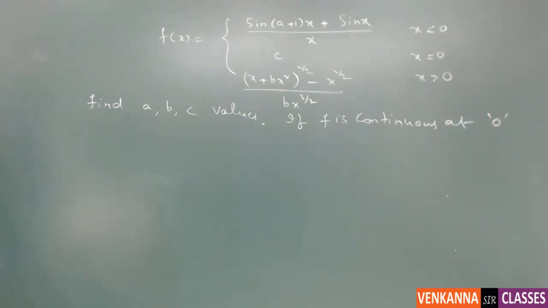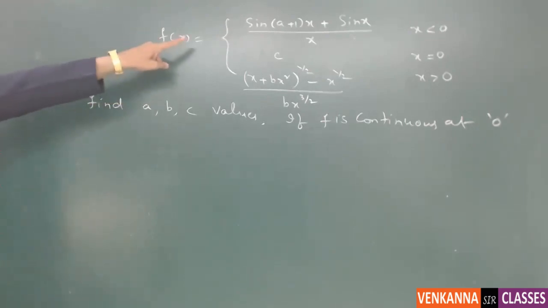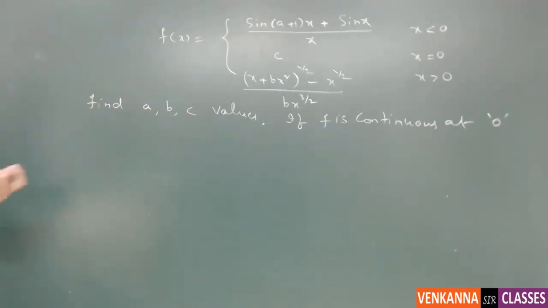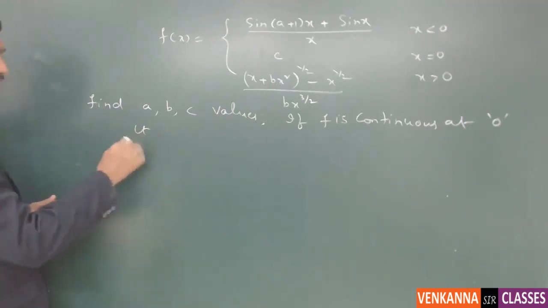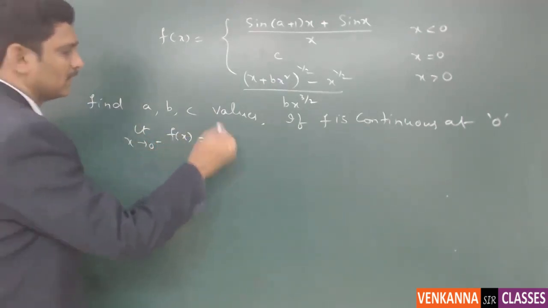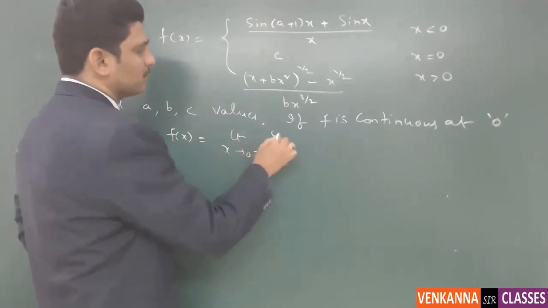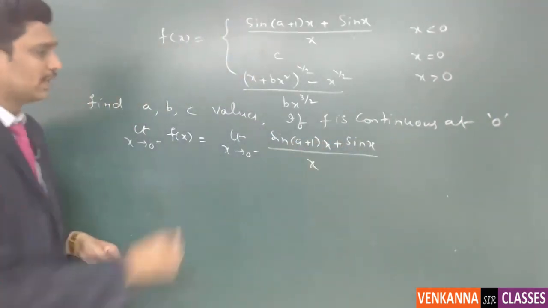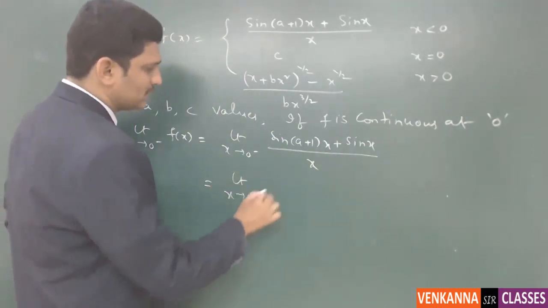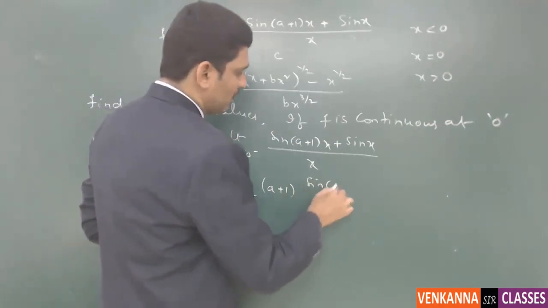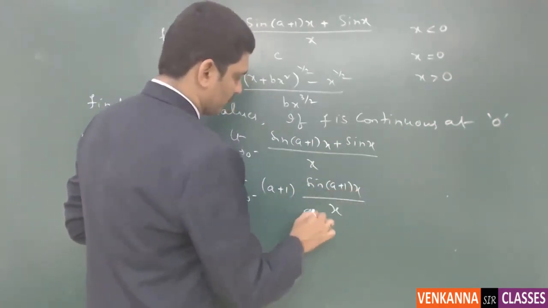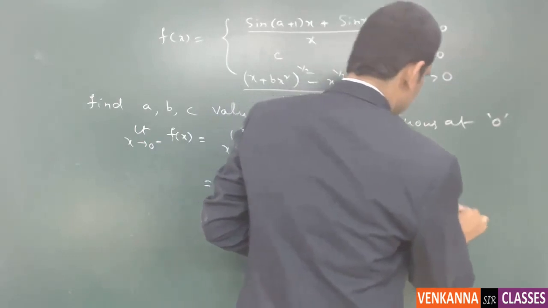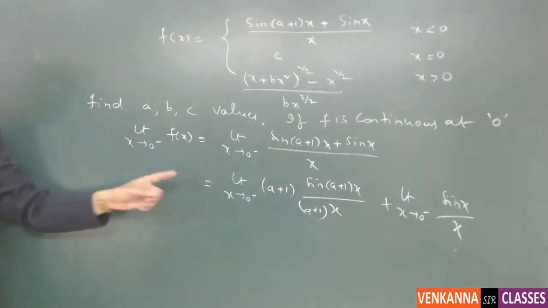Okay. So since it is continuous at 0, left hand limit at 0, right hand limit at 0, and function value, all the three are equal. So let us evaluate the limits one after the other. If we calculate limit x tends to 0 minus f of x, it will be limit x tends to 0 minus sin of (a plus 1) x plus sin x by x. So you can write like this: limit x tends to 0 minus (a plus 1) into sin of (a plus 1) x by x, plus limit x tends to 0 sin x by x. I think we can write like this.